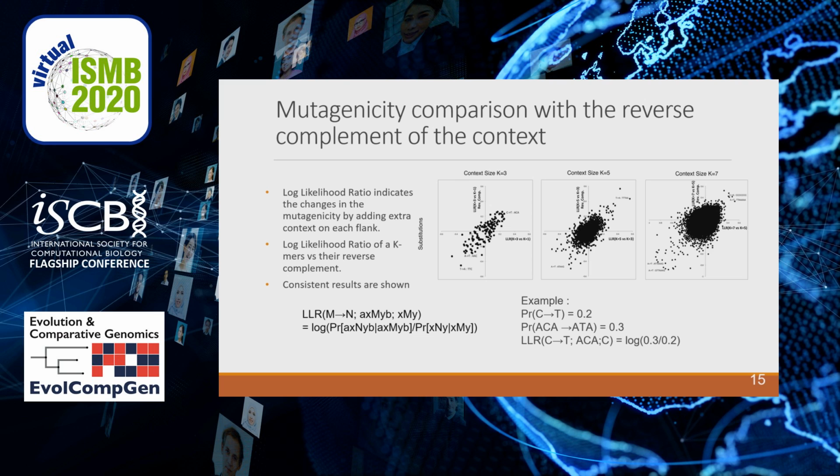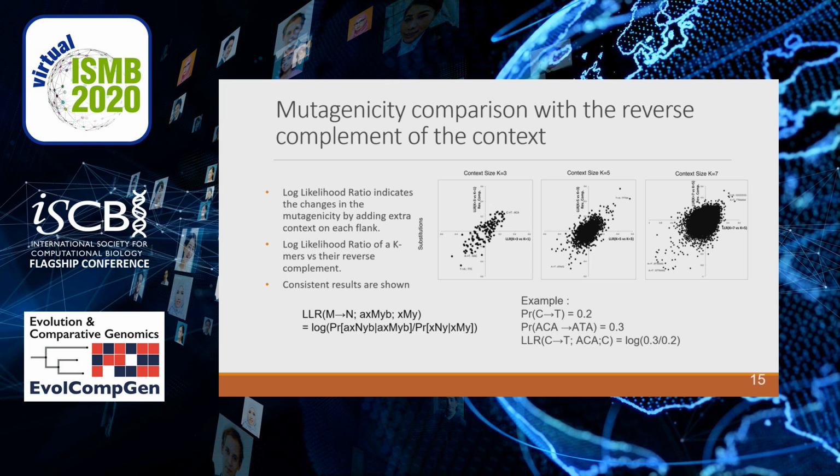Here, we're taking advantage of the fact that most mutational processes are invariant with respect to strandedness. So we would expect the log likelihood ratio of a k-mer and its reverse complement to be comparable. This is what these graphs show, with the x-axis showing the log likelihood ratio for a k-mer, and the y-axis showing the log likelihood ratio for the reverse complement of that k-mer. Each dot in the graph corresponds to a configuration of extra context, and these dots are concentrated along the diagonal of the graph, which is consistent with our expectation.